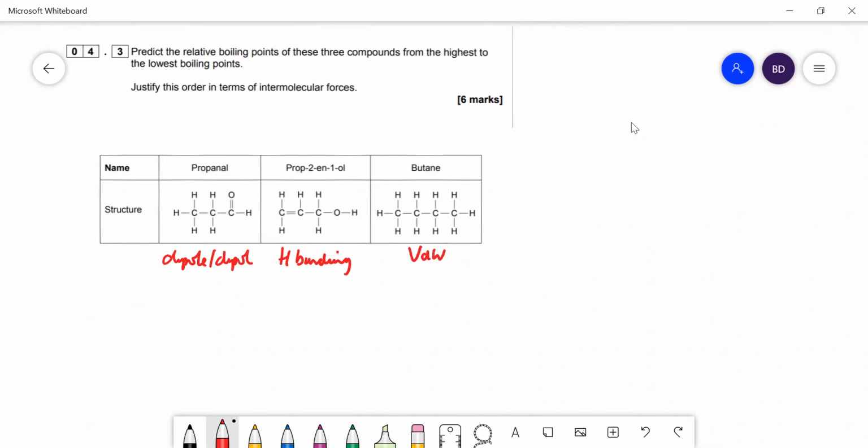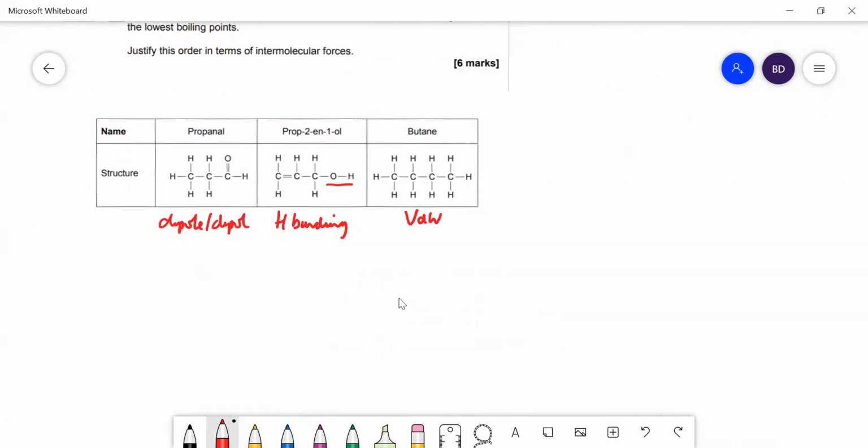Okay, H bonding is the strongest, so the highest boiling point. Then it's going to be the propanal, because the dipole-dipole interactions are usually stronger than the van der Waals. And finally, butane is going to have the lowest boiling point, because it's only van der Waals. Right, why can this one do H bonding? The reason why that can H bond, you need to say, is because you've got a hydrogen here, which is attached to an electronegative element, O, N or F.